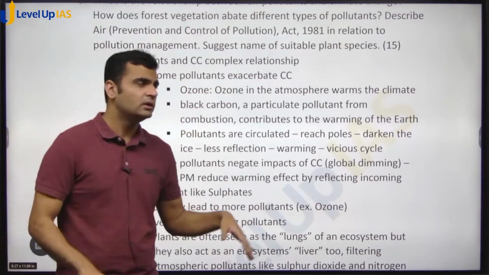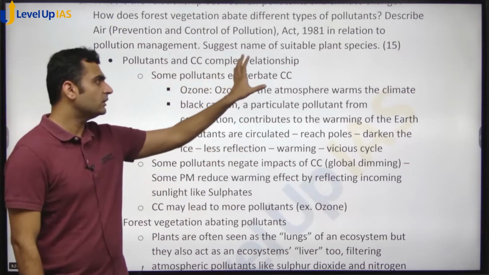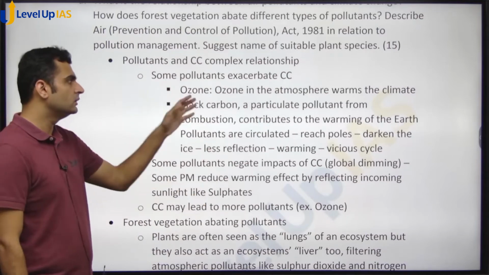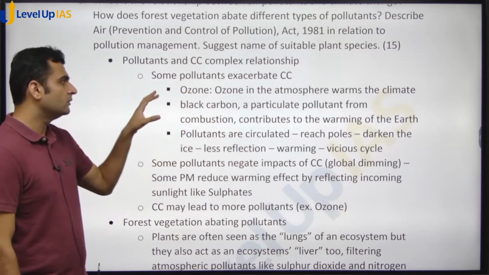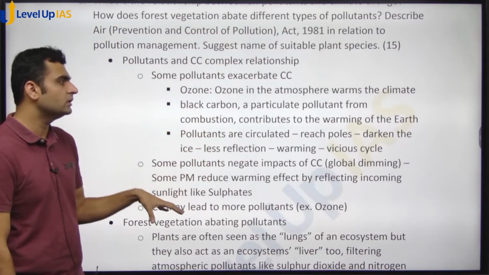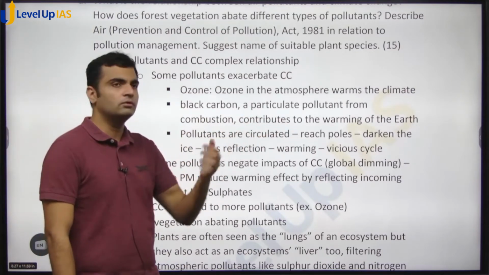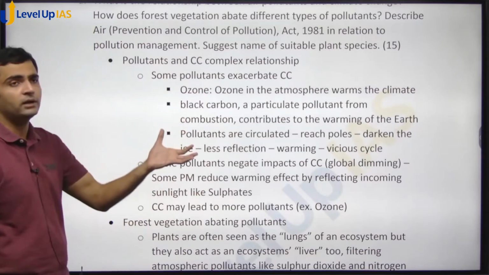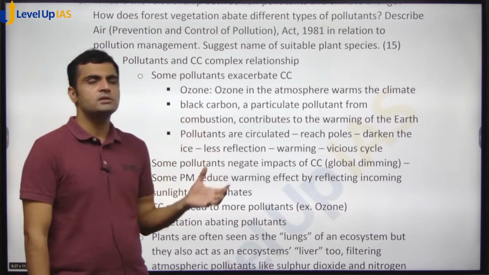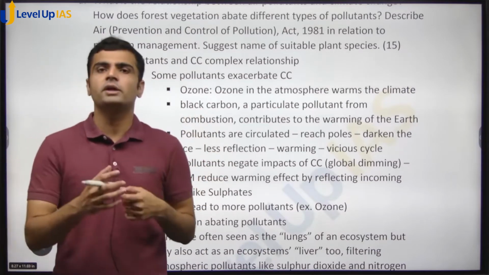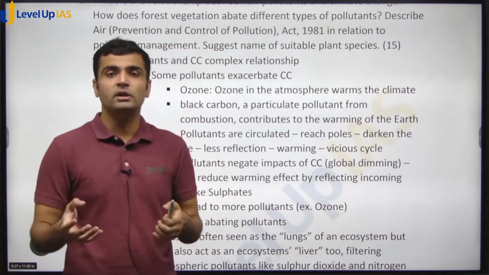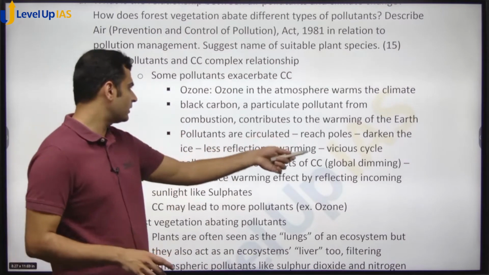For example, some pollutants will exacerbate climate change. Ozone is a climate warming gas. Black carbon is a particulate pollutant from combustion, which contributes to warming of the earth. As you know, black carbon is black, so it will lead to warming of the earth. Then these pollutants will be circulated by air currents. They will reach polar areas and they will darken the ice.